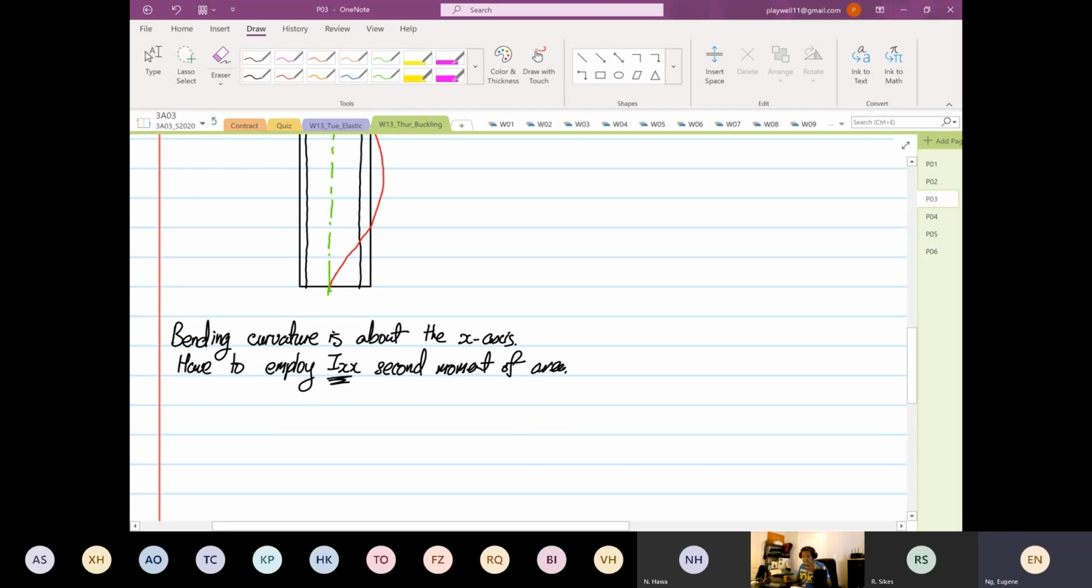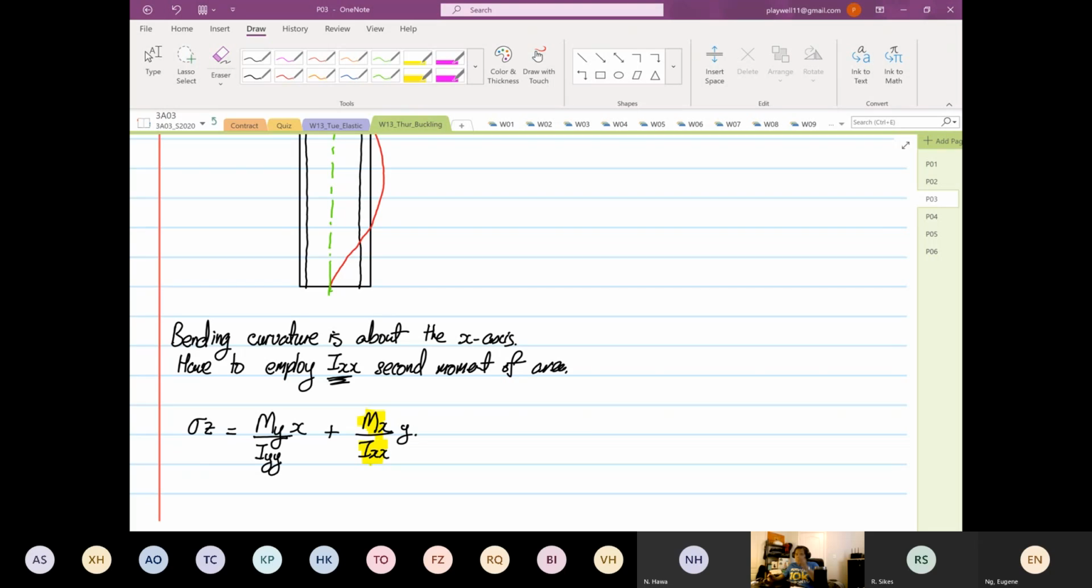Remember, we are looking at bending. So remember, when we have stress in the Z direction, we say that this is equal to My over Iyy multiplied by x plus Mx over Ixx multiplied by y. Because the bending moment that we are doing now is about the x-axis, that's why you have to employ Ixx.